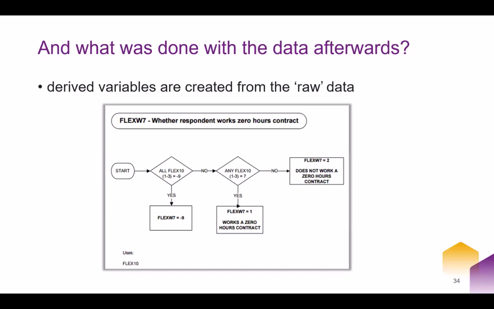I know it looks a bit confusing, but basically everyone who responded 7 on the original variable, indicating they had a 0 hours contract, are coded as 1 on the new flexw7 variable, and therefore this new variable indicates whether someone has a 0 hours contract or not. Not all documentation contains these diagrams, and in some survey data sets, it will just be the SPSS or the Stata syntax, which shows you how these variables have been derived. But the main point is it's really important that you understand the origin, background, and the questions behind any variables that you are planning on using.